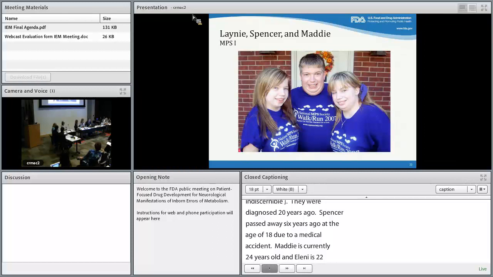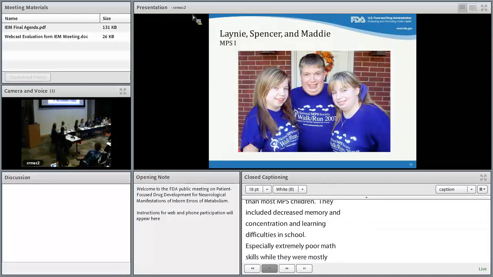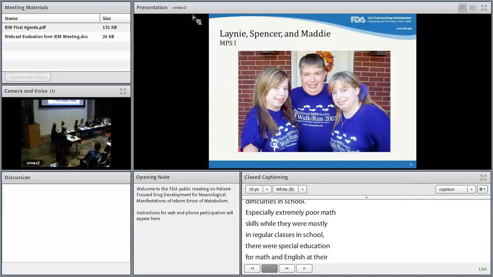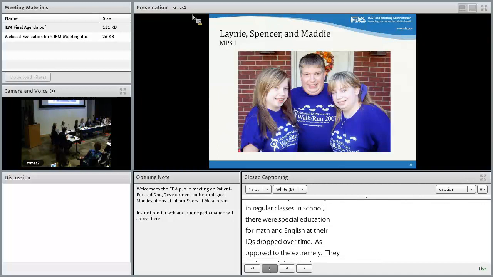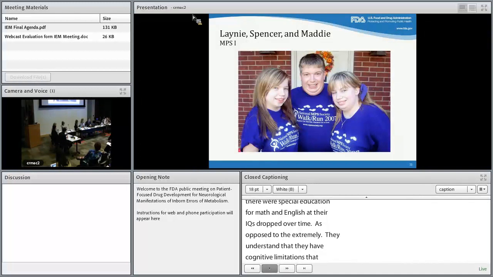Growing up, their neurologic symptoms were milder than most MPS children, but included decreased memory and concentration and learning difficulties in school, especially extremely poor math skills. While they were mostly in regular classes in school, they were in special education for math and English, as their IQs dropped over time. As opposed to the extremely impaired, they understand that they have cognitive limitations that make it difficult for them to consider normal activities such as driving a car, going to college, having close friends, getting a normal job, or ever living alone.